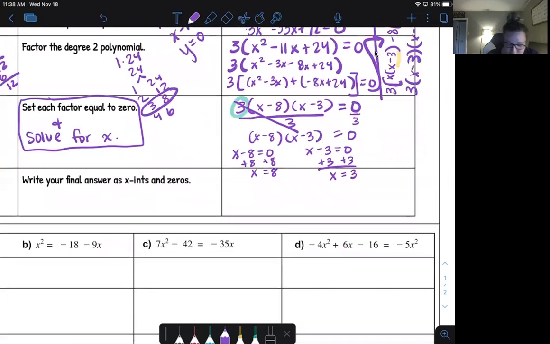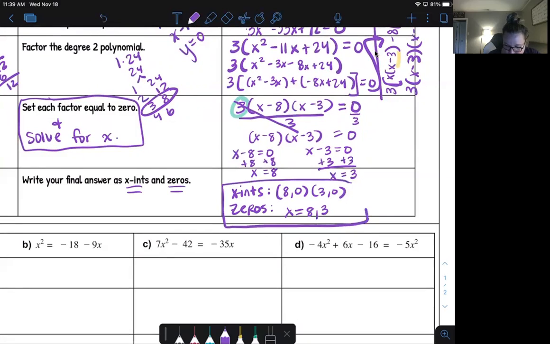Now this is where I get picky, remember? I make you write your answers as x-intercepts and zeros. I also expect you to label them as x-intercepts and zeros. So you're going to label your x-intercepts, would be 8, 0 and 3, 0. And then your zeros are x equals 8, 3.